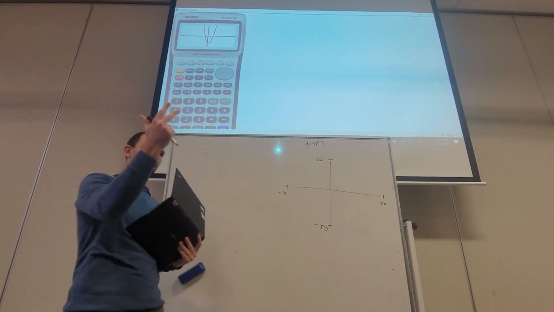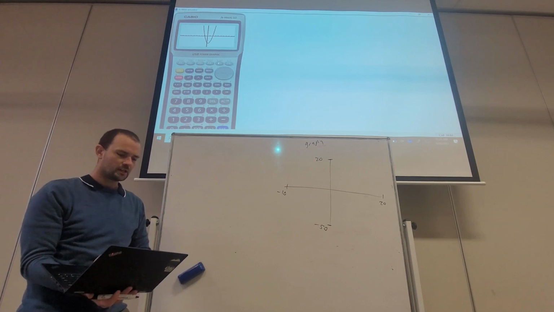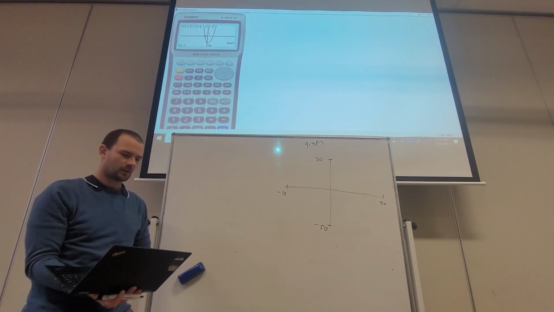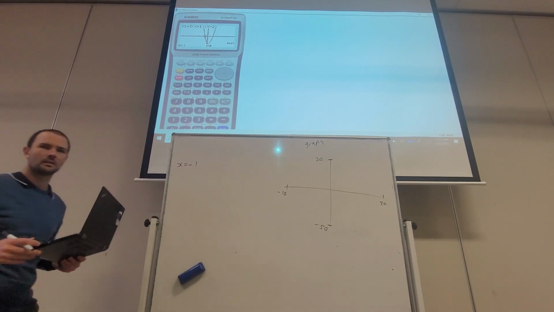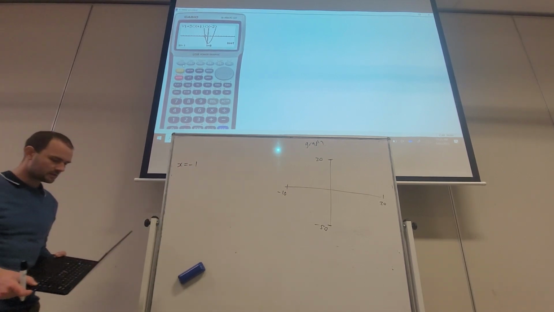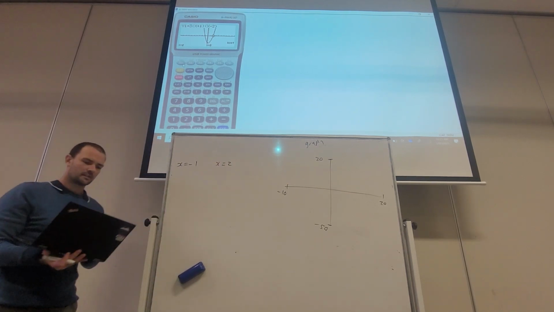X-intercepts, roots, zeros, solutions, they correspond with the factors. We go g-solve, root. So my first one is x is minus 1. And for my second one, I press the across arrow to get to it, x is 2. All right, so that's the first part.